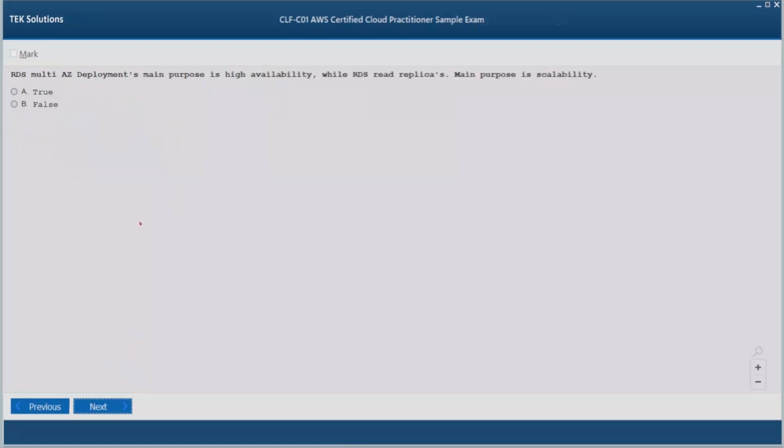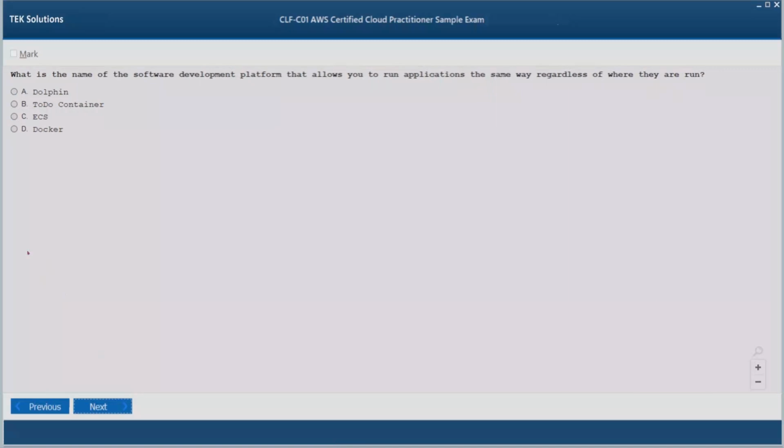RDS multi-AZ deployment's main purpose is high availability, while RDS read replicas main purpose is scalability. And the options are true and false. So this statement is true. Because RDS multi-availability zone's main purpose is high availability. Yes, it's true. Half of the statement. Next statement is while RDS read replicas main purpose is scalability. Yes, we have the read replicas for the scalability. That's why the answer is true.